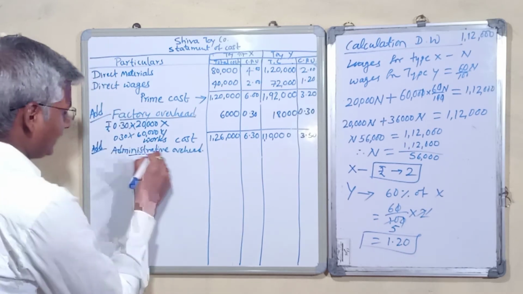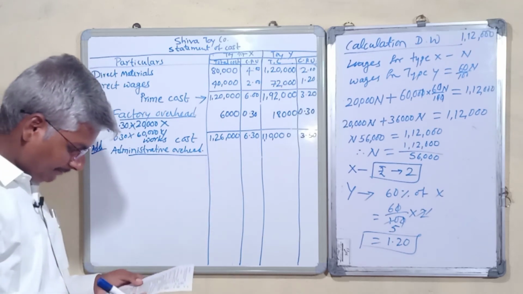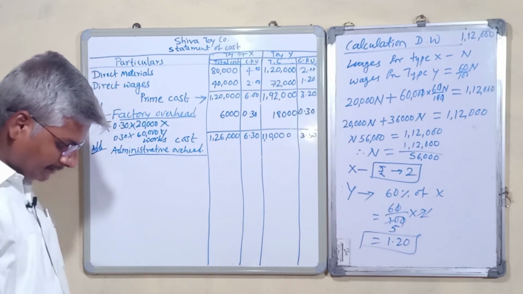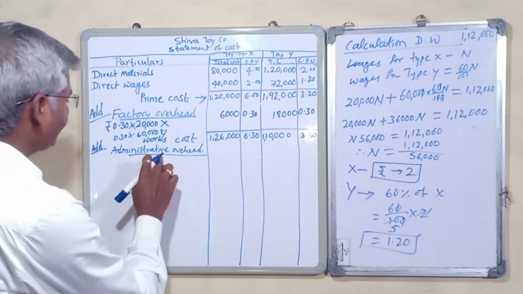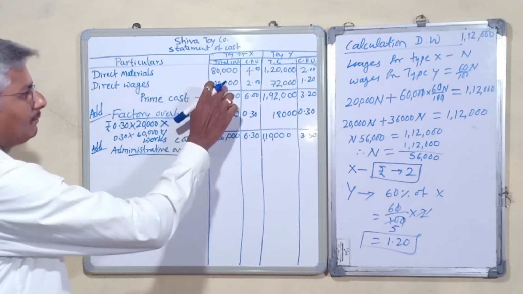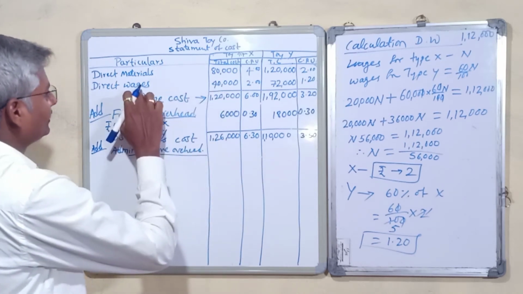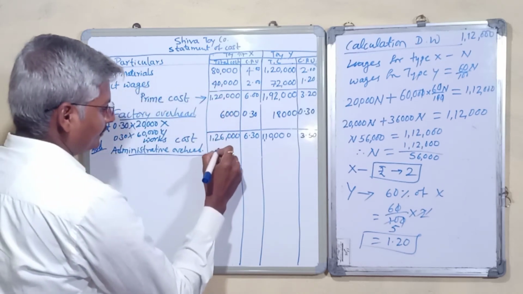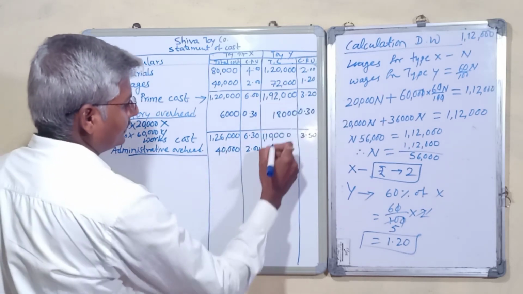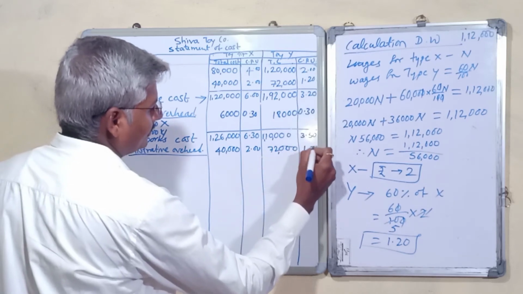Then next, add administrative overhead. You need to find the administrative overhead from the problem: administration overhead for each grade was 100% of direct wages. So administrative overhead is 100% of direct wages. Whatever the amounts and units are there, we mention it here. That is, administrative overhead on direct wages is 40,000 on X type, that is 2 rupees, and 72,000 on Y, 1 rupee 20 paisa.